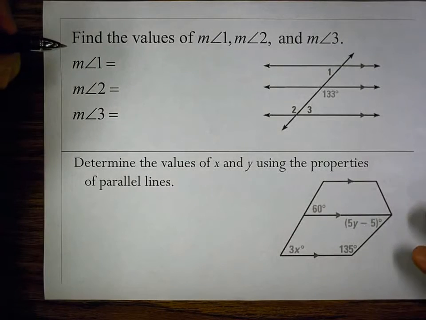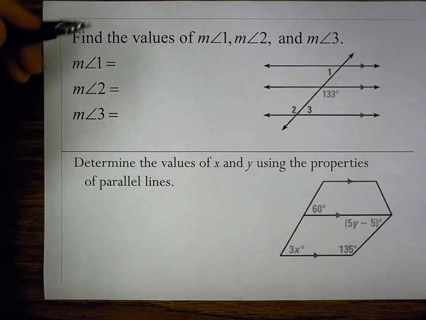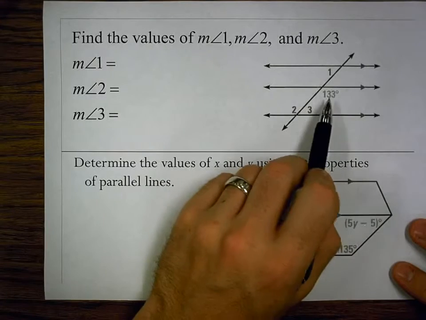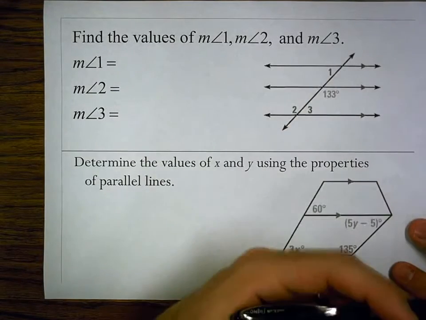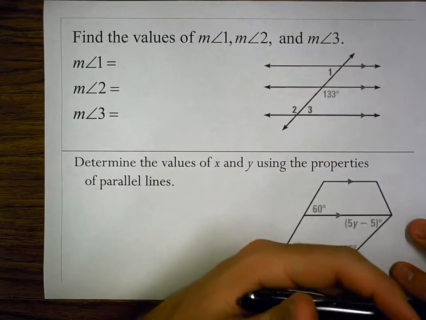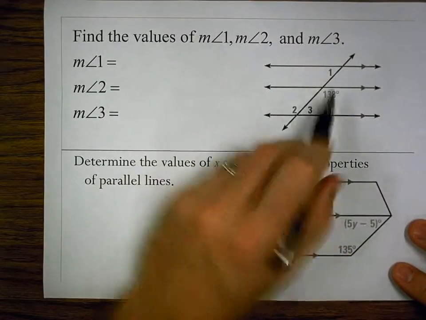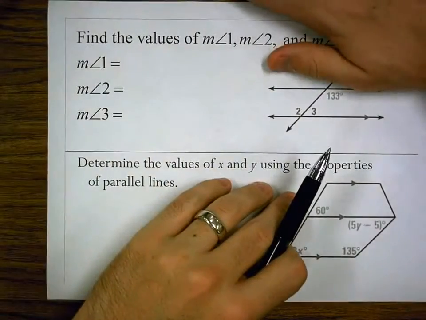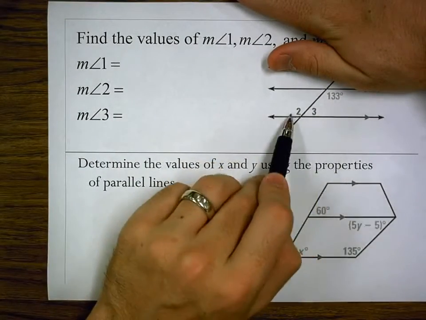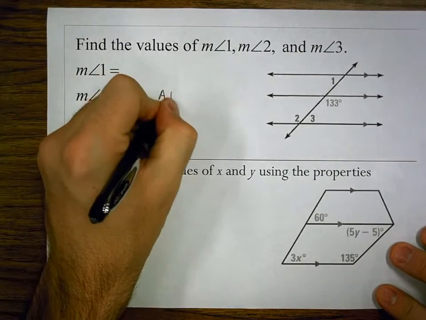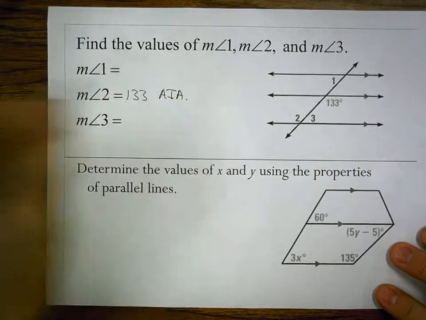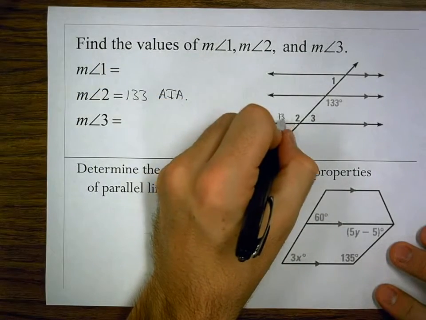Top one, I now have 3 parallel lines, but I just go through the same process doing 2 at a time. 133. Well, not a real direct way to find angle 1 with 133. So let's actually look at angle 2 first. Looking at just the bottom two lines, if that's 133, angle 2 is also 133 because it's an alternate interior angle.